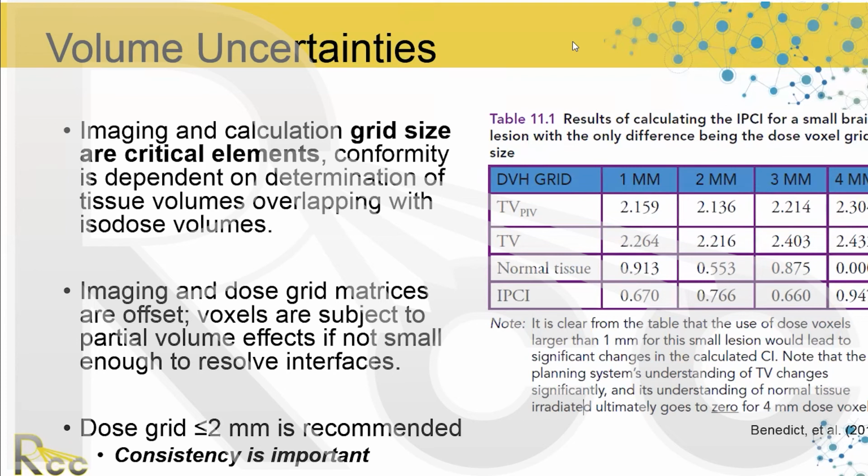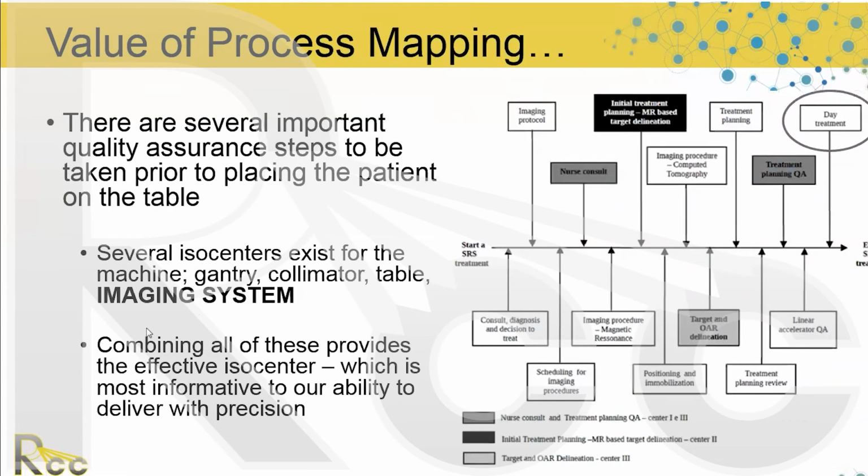So using a dose grid, I like to say match the dose grid to your imaging resolution. So if you're using a 2 millimeter slice thickness, use a 2 millimeter dose grid. But if you're using 1 millimeter slice thickness, use a 1 millimeter dose grid. But the big thing is being consistent and being aware so you can look out for these things. Again, the process mapping, how important it is to know where the errors could occur, and then to make sure that you're being mindful.